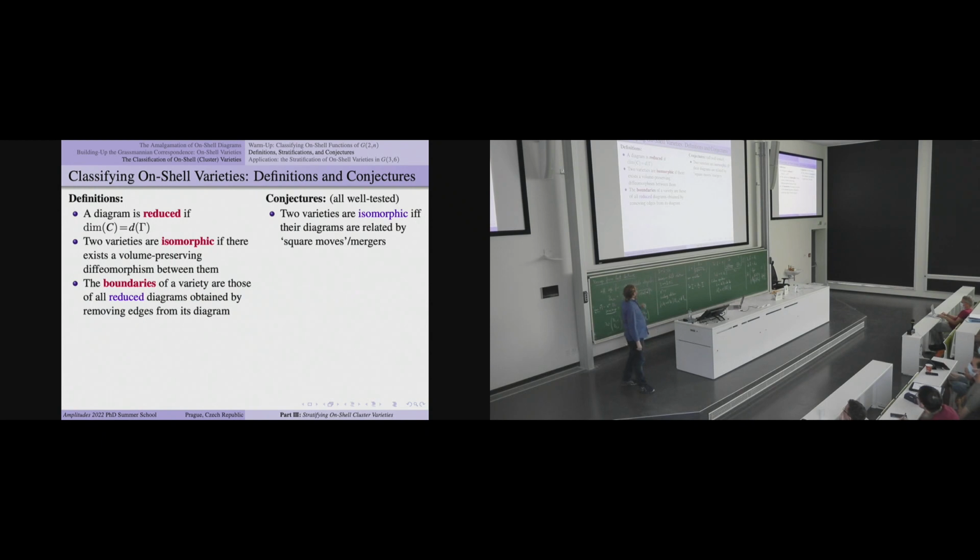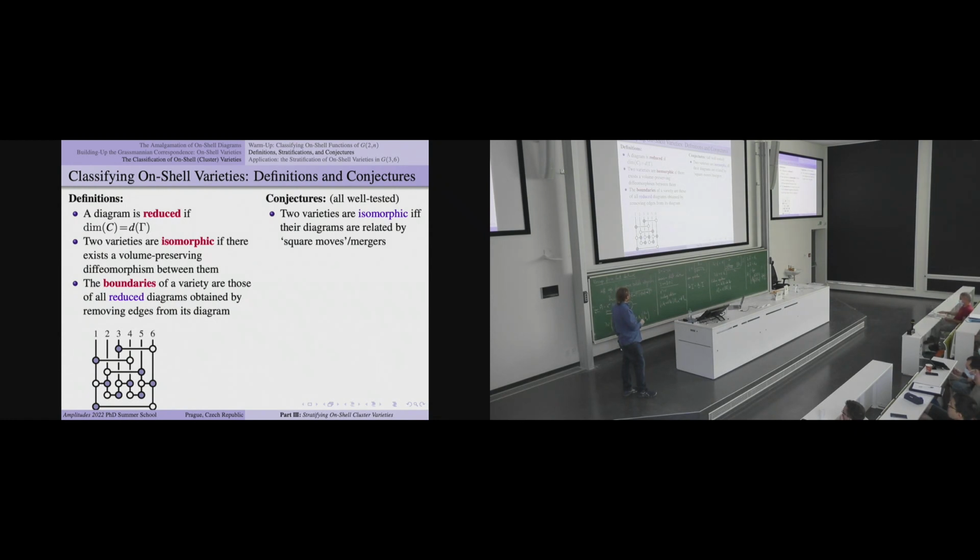Okay, this is also unambiguous. The boundaries of some on-shell variety, so it's the submanifold in the Grassmannian associated with an on-shell diagram, are those associated with diagrams obtained by eliminating an edge, such that when you eliminate that edge, the dimension of the subvariety goes down by 1. Okay. So, or said another way, if you eliminate an edge and the resulting diagram is reduced, then I call it a boundary element.